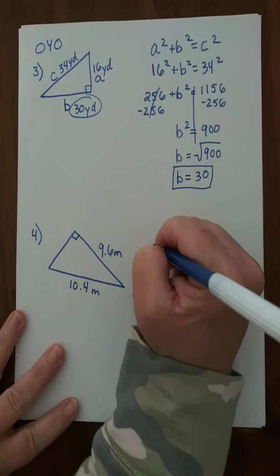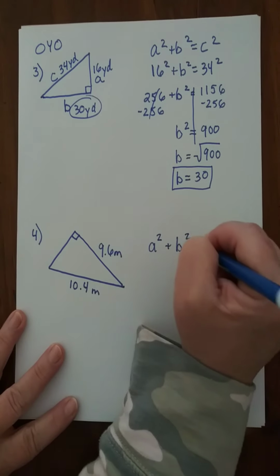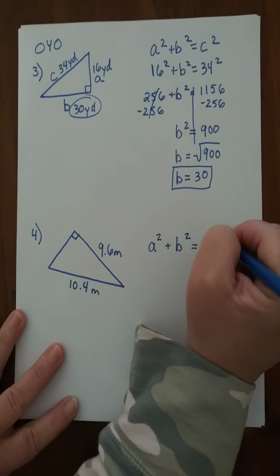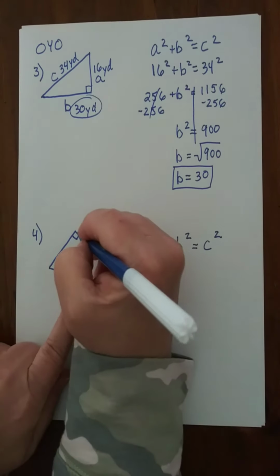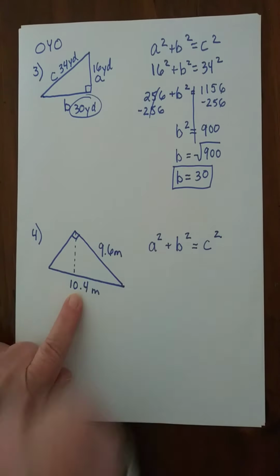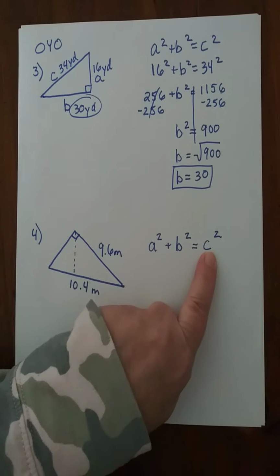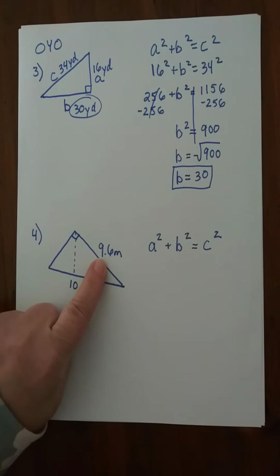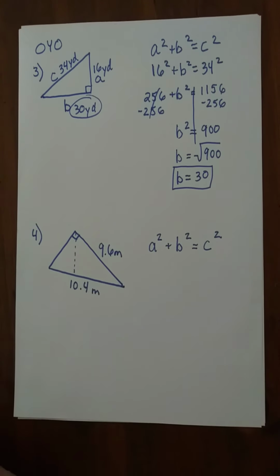Remember, you're always going to start with the same equation, a squared plus b squared equals c squared. And c is the hypotenuse. So c is given to us. Remember, it's always across from the right angle. So 10.4 has to be c. But you can choose if you want 9.6 to be a or b. It doesn't matter. Okay, so use which one you want. So go ahead, pause the movie and work through that.